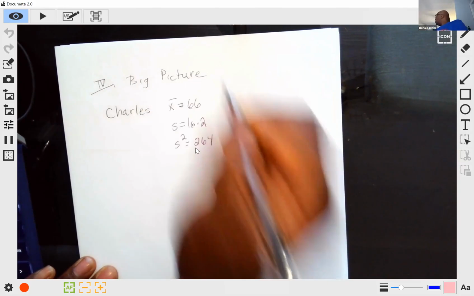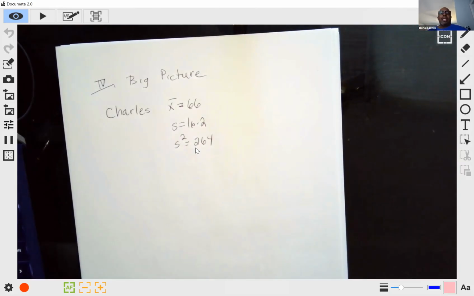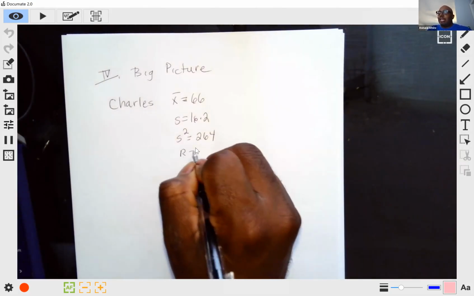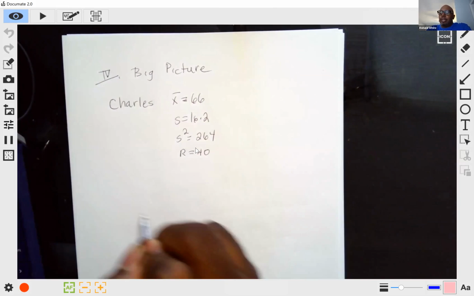Here's what we know. All right, so Charles: mean 66, standard deviation 16.2, variance 264, and the range, don't forget about the range, was 40.